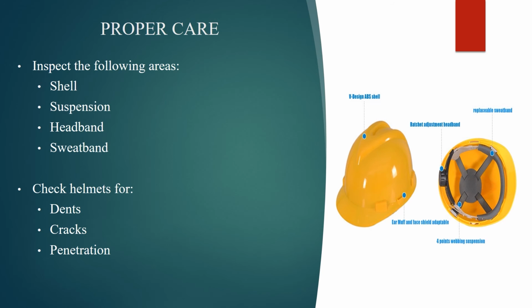Periodic inspection of your hard hats will maintain confidence that the hard hat will provide the level of protection intended by the manufacturer. It is important to inspect the shell, suspension, headband, and sweatband. You need to look for any dents, cracks, or penetrations that have caused damage to the hard hat. If the hard hat is found to be damaged, it must be disposed of in accordance with your department's instructions.